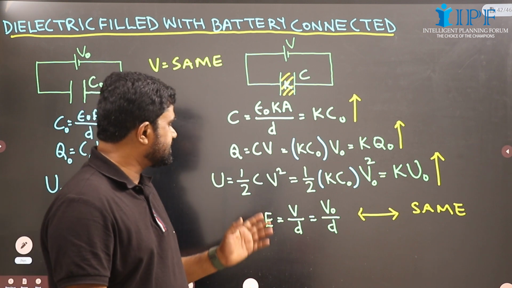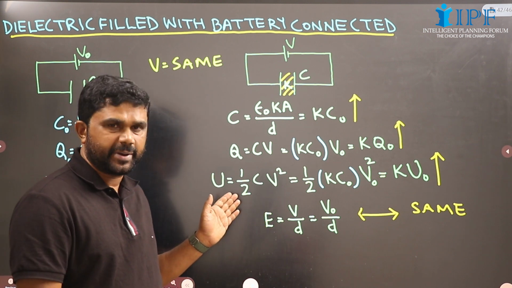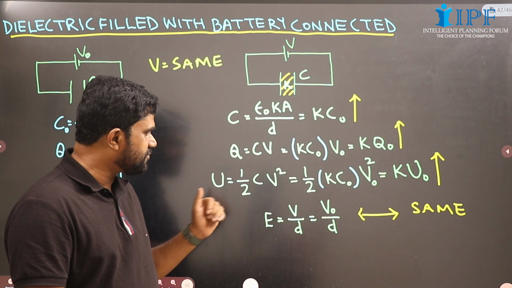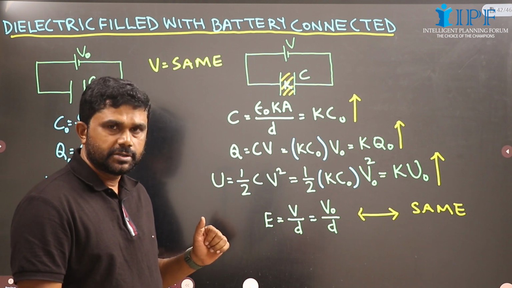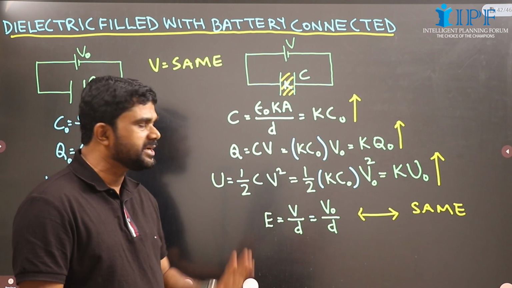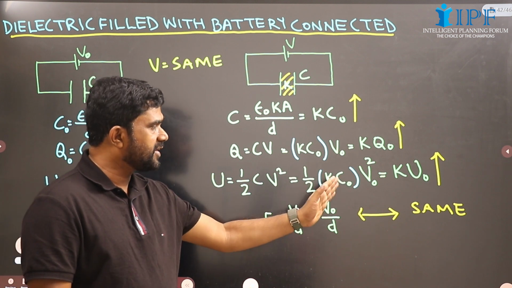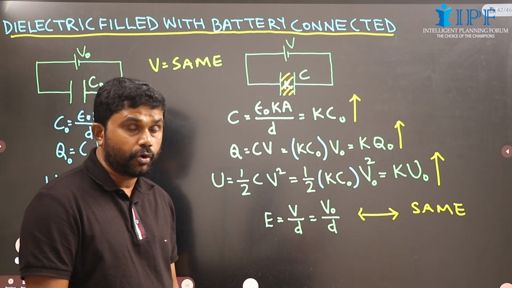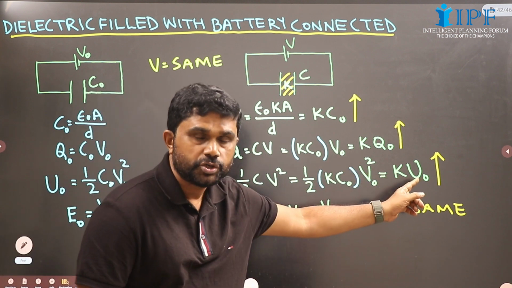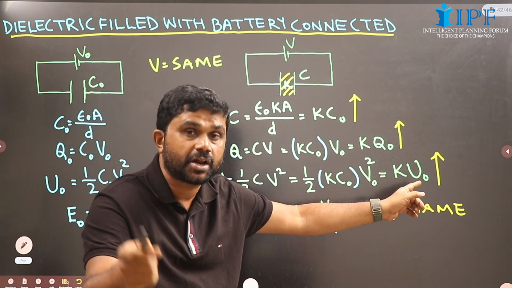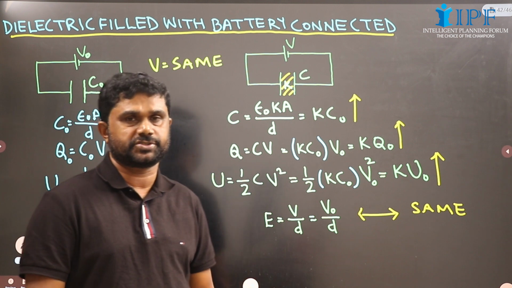Now let's see the energy stored in the capacitor. Let's use this formula, half CV square. Half, this C can be replaced by KC0. So it will be half KC0 V0 square, or KU0. So energy stored in the capacitor also increased K times.